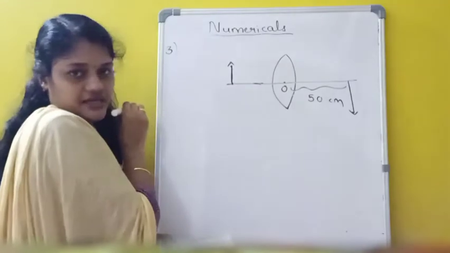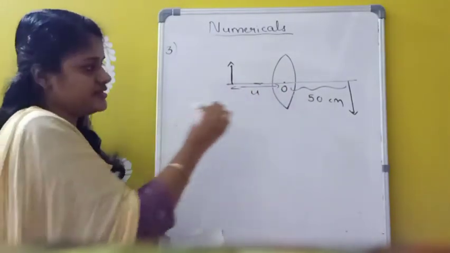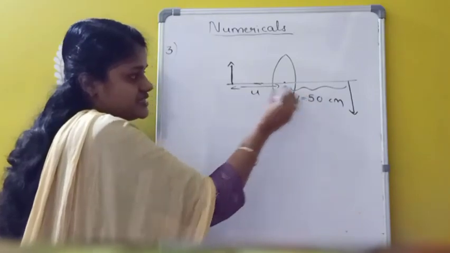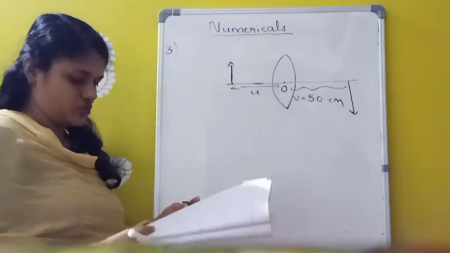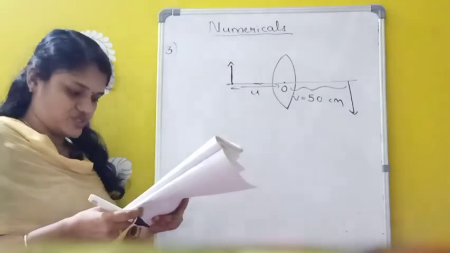Somewhere here we are keeping the needle and we have to find this distance. That means u we have to find. Okay, this is v, so this is image distance v, and we have to find which one? U. Okay. So where is the needle placed in front of the convex lens?